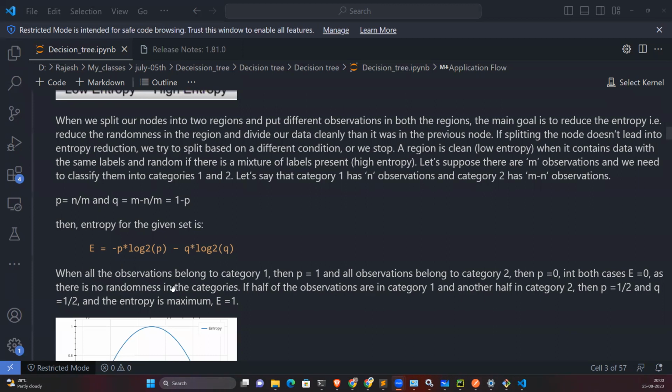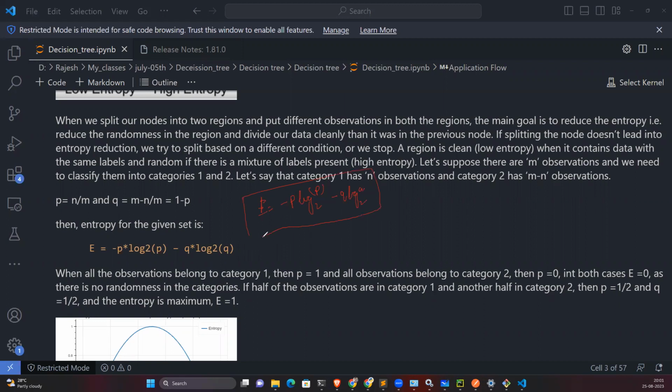The entropy calculation formula is quite simple. Let's suppose, just a minute. The entropy calculation formula is already given here. Minus P, let me explain everything, don't worry about the mathematics, it's quite simple, log of Q base 2. Okay, this is the entropy formula.